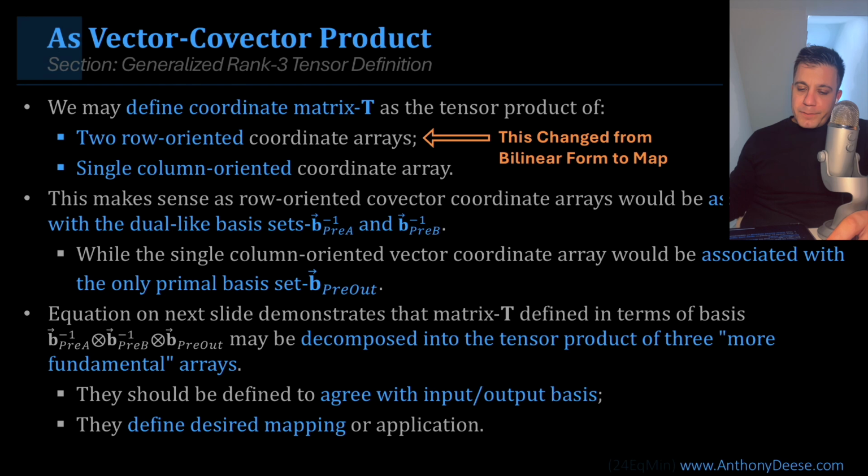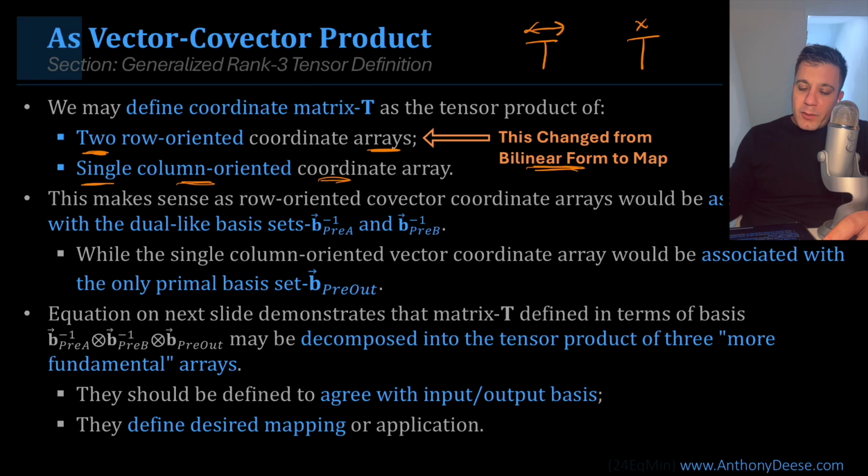So now we want to talk about this generalized rank-3 tensor as a vector-covector product. We may define the coordinate matrix T. So remember that T with the arrow hat, that's the tensor, and the T without the arrow hat, that's the coordinate matrix or the coordinate algebraic object. We can define it as the tensor product of two row-oriented coordinate arrays, and one column-oriented coordinate array.